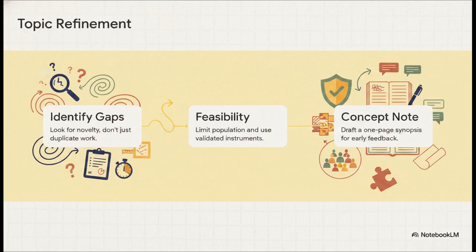To get to that kind of focused topic, you really need to follow 3 crucial steps. First up, identify gaps in the literature. Second, focus on feasibility. At a master's level, feasibility is literally everything. This means you have to use validated instruments. Please don't invent your own ad hoc questions. Use established, standard psychological scales or validated clinical tools. And finally, step 3, draft a short concept note summarizing your background, aim, and methods so you can get early feedback before investing months of effort.